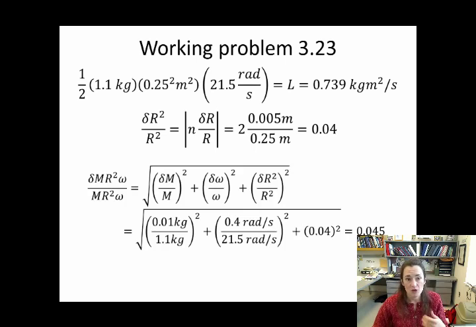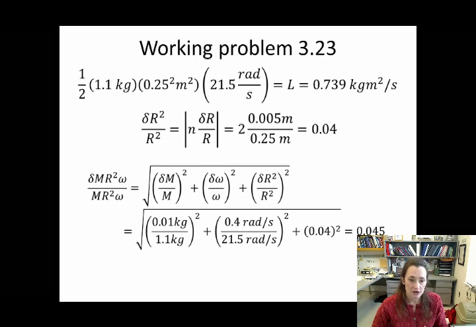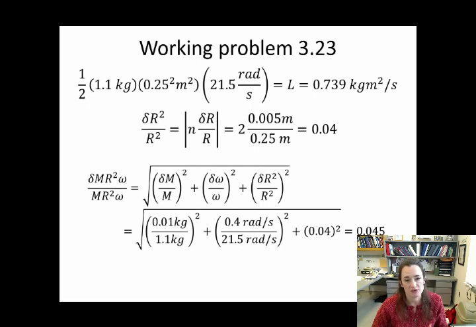Okay, next we're going to multiply. So we have to multiply m times r squared times omega. All of these are experimentally measured values. They all have uncertainties associated with them. We're going to follow the rules for multiplying and dividing. So here, it's going to be the square root of the sum of the squares of the fractional uncertainties.